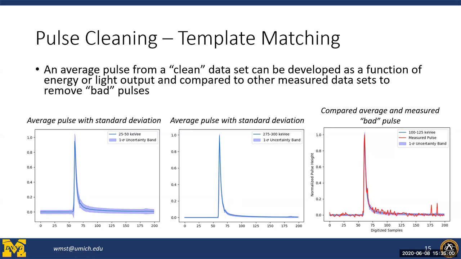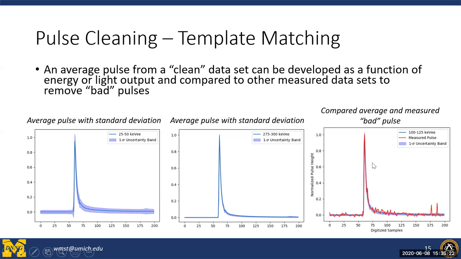Now, what we do is we take this template, which is this average, and we set some standard deviation threshold such that if we find that any digitized point in our acquired waveform, let's say, goes outside of 3 standard deviations, then we classify that as a bad pulse or a pulse we want to remove.